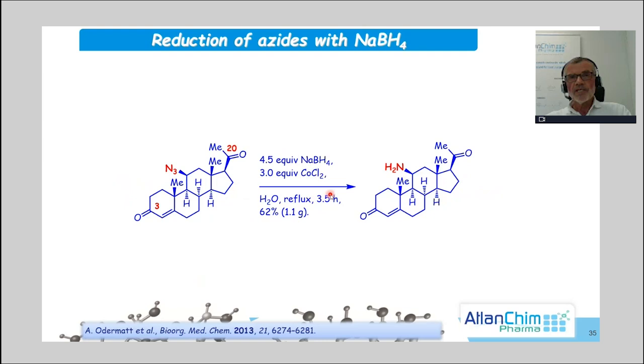The combination of an excess of sodium borohydride and cobalt chloride in refluxing water proved to be a suitable reagent system for the efficient reduction of this azide here. It should be emphasized that under these conditions, no reduction of ketones at C3 or C20 was observed.